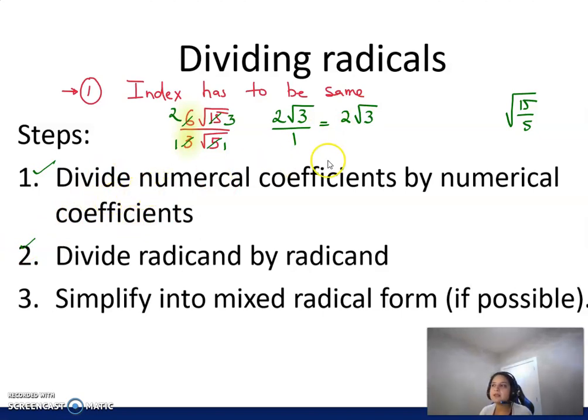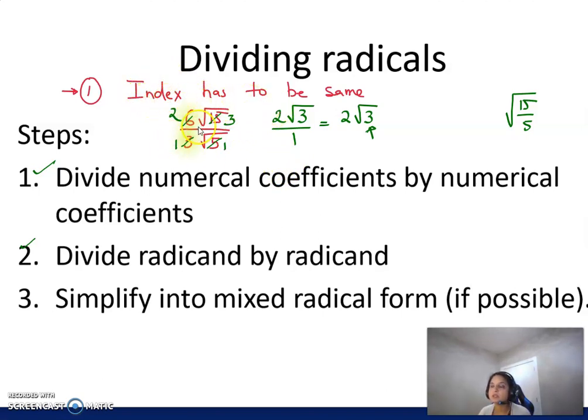If in the end the radicand is still a more complex number that can be simplified further, we should. That's going to be a rule all through our radicals. Just like in fractions, we always in the end try to reduce them when possible. In radicals, we always try to simplify into the simplest form when possible. The only rule is that our index has to be the same.